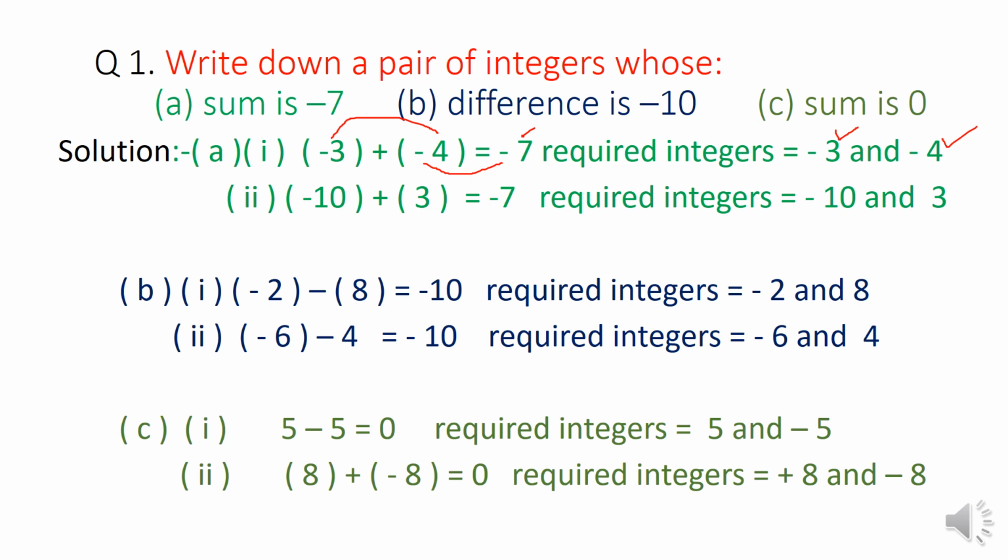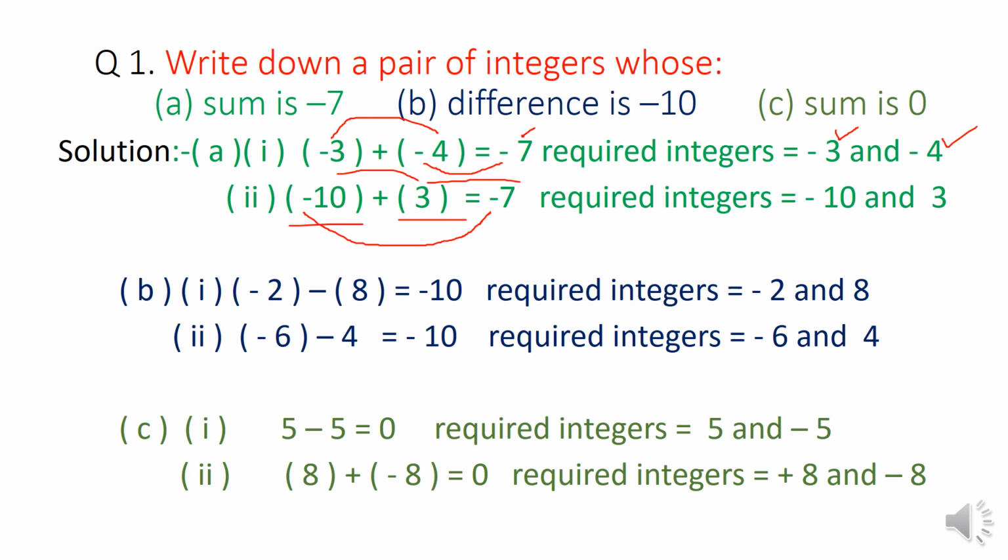Similarly, I am also taking a second example. So, here minus 10 and 3. These two integers do not have the same sign, so they will be subtracted. Therefore, 10 minus 3 will become 7, but the greater number's sign is minus. So, exactly you are getting minus 7. So, the required integers are minus 10 and 3.